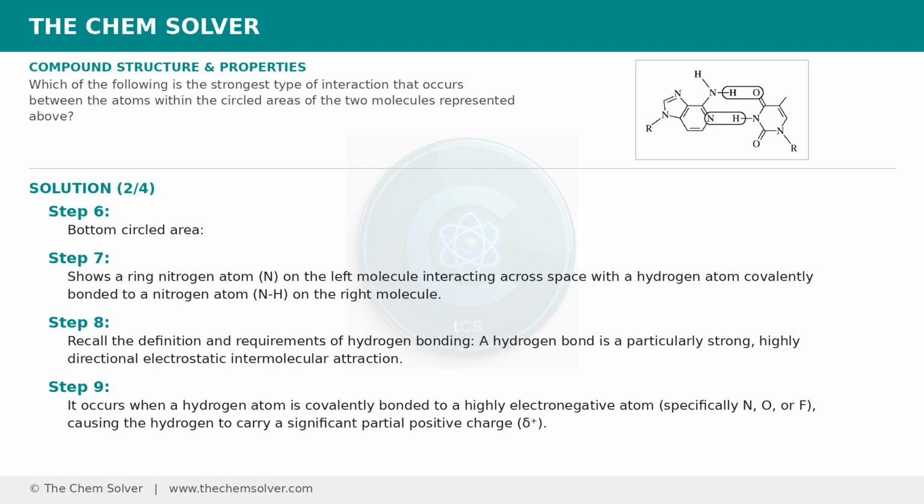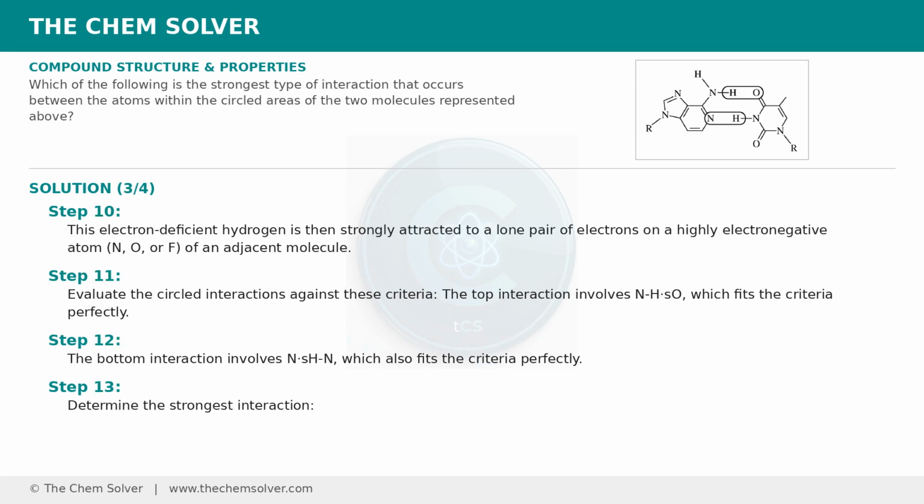Recall the definition and requirements of hydrogen bonding. A hydrogen bond is a particularly strong, highly directional electrostatic intermolecular attraction. It occurs when a hydrogen atom is covalently bonded to a highly electronegative atom, specifically N, O, or F, causing the hydrogen to carry a significant partial positive charge, delta plus. This electron-deficient hydrogen is then strongly attracted to a lone pair of electrons on a highly electronegative atom, N, O, or F, of an adjacent molecule.